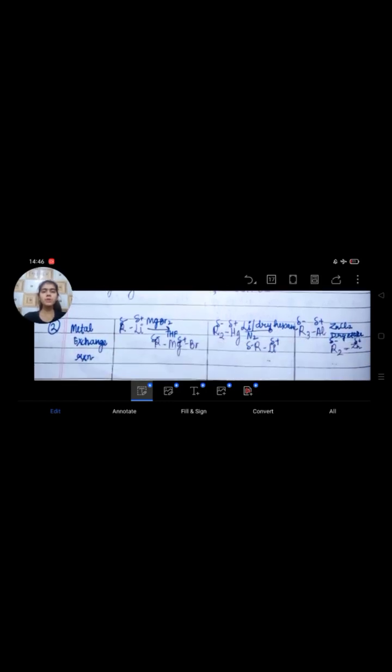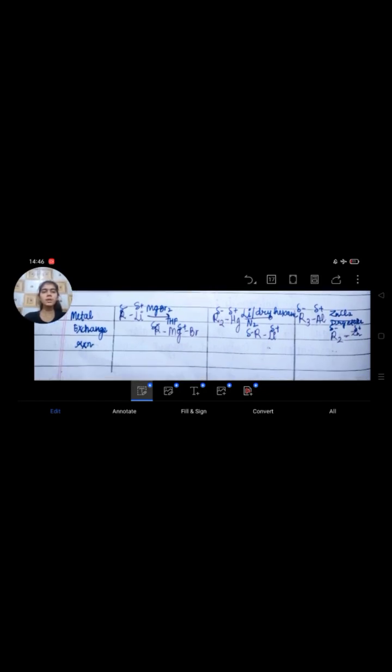Second, preparation of organometallic compounds with metal exchange reaction. Alkyl lithium, when it reacts with MgBr2, gives us Grignard reagent.